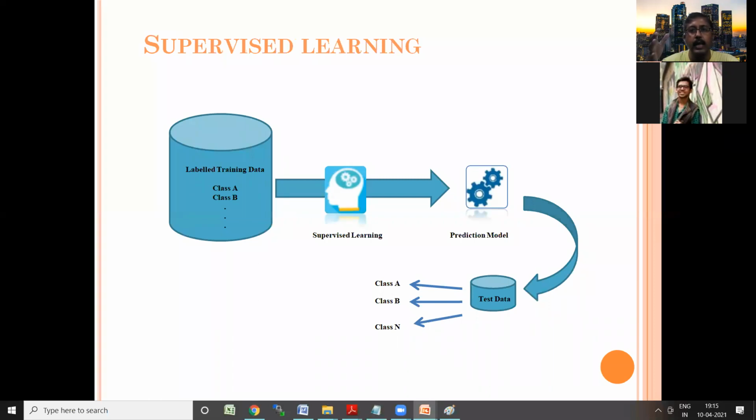Now, if we look at the process of learning in layman's terms, the way it is organized is that we have data. We have the experience, the past experience that we talked about, in the form of data.